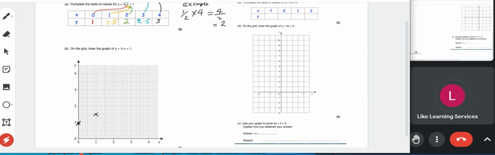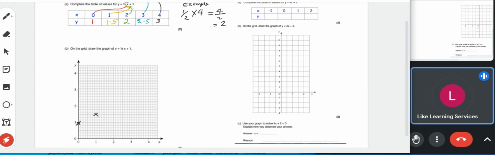Go ahead. When x is 2, y is 2. Please, let's concentrate. Make sure you're seeing it. Use the values you have in your table of values.